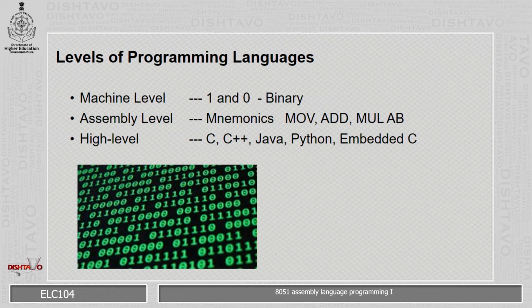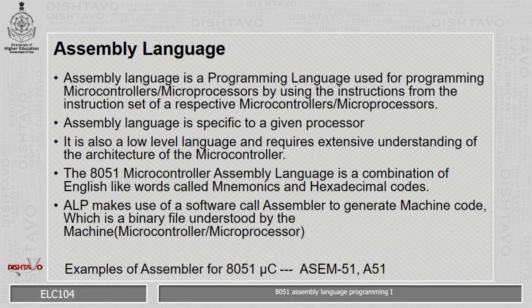Next comes the assembly level language. Assembly level language consists of some instructions which are called mnemonics or pseudocodes, and examples are like move, add, mul, and all such things. Then there are high level languages which we are very much familiar with, like C language, C++, Java, Python, embedded C. What is assembly language?